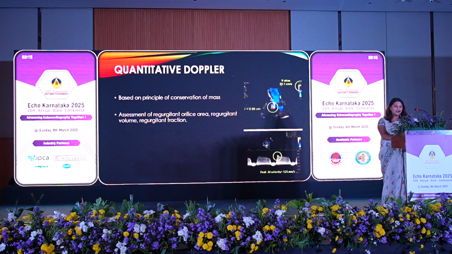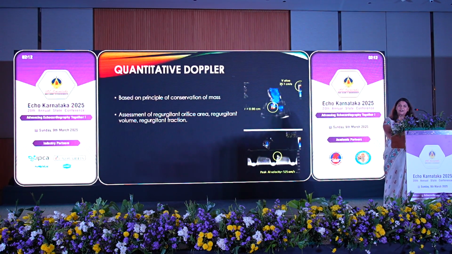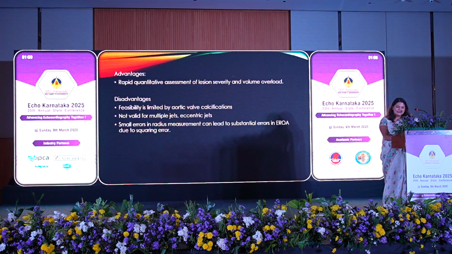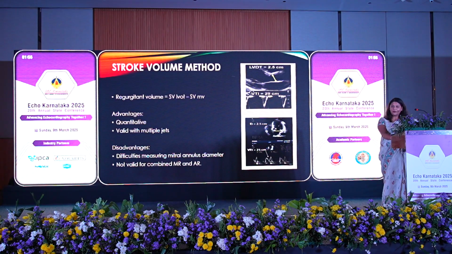There are few important parameters that we assess to quantify the severity of aortic regurgitation, like regurgitant orifice area, regurgitant volume, and regurgitant fraction. A lot of calculations required, a lot of assessments involved. Last but not the least, stroke volume method is also one of the tools that you can use to assess the severity. Here the challenge is to assess the mitral annulus diameter. That becomes challenging, but otherwise it's a good method to assess the total volume that goes through the LVOT and mitral valve to finally judge about the severity of AR.